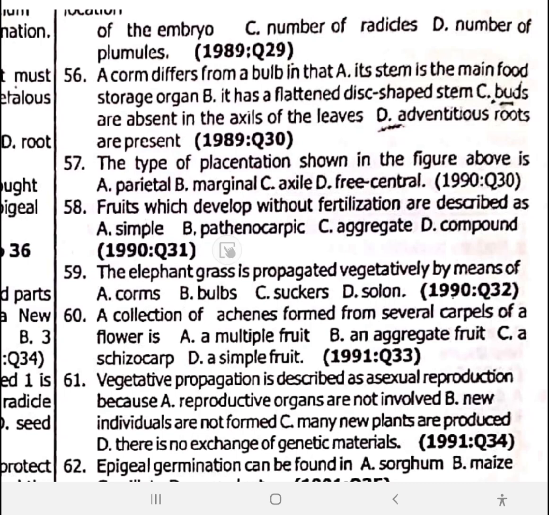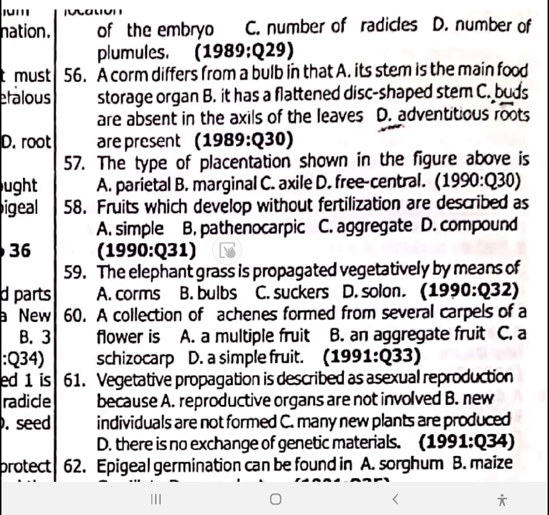Parietal placentation equals pawpaw. Parietal is P-A-R-I-E-T-A-L. Marginal placentation equals cowpea, crotalaria. Crotalaria is C-R-O-T-A-L-A-R-I-A, flamboyant, and also pride of Barbados.